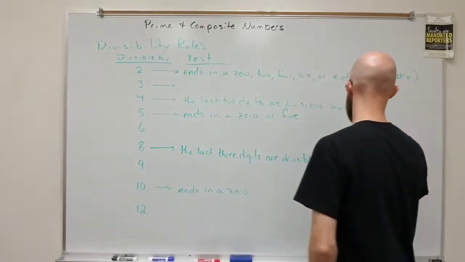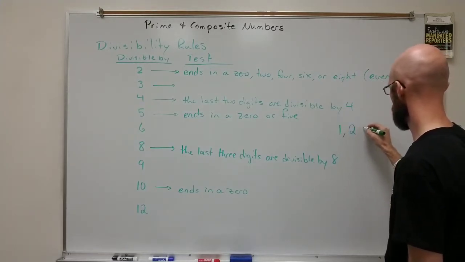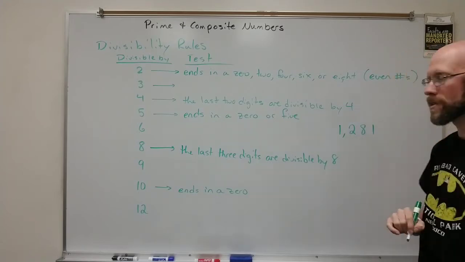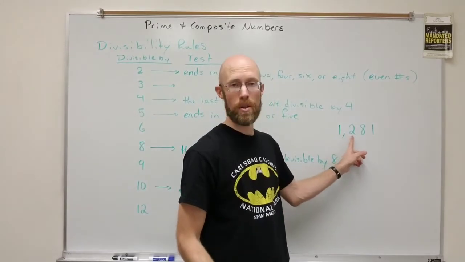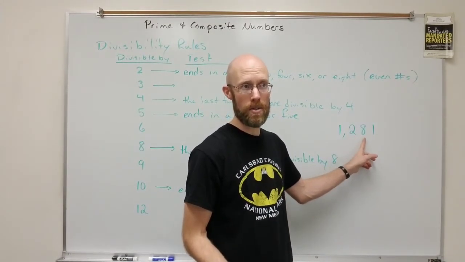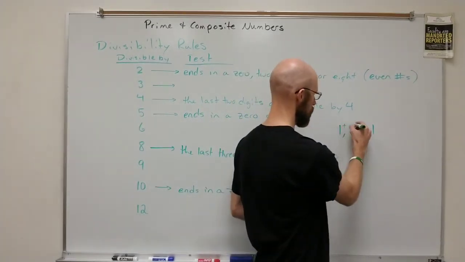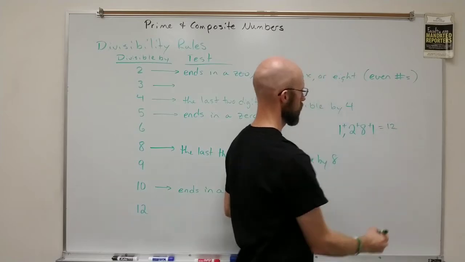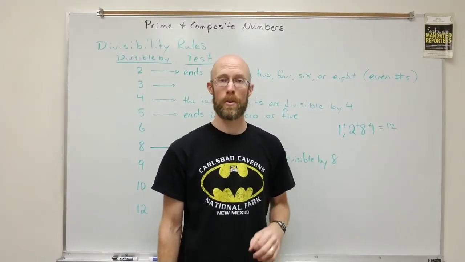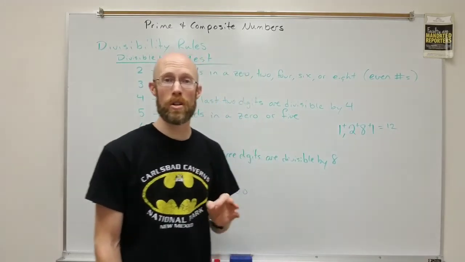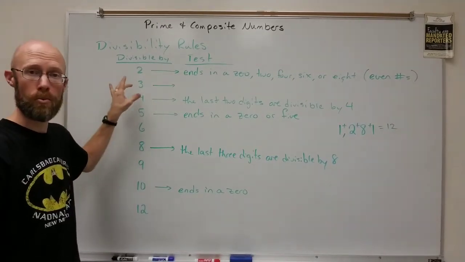So for instance, if you had the number 1,200,281, for instance, I add up the digits. So 1 plus 2 is 3, plus 8 is 11, plus 1 is 12, right? So you add those up, equals 12. 12 I know is divisible by 3, therefore the whole thing is divisible by 3. Okay, so you've got to be careful. This works for the number 3. It doesn't work for any of these other ones that we've already talked about. It works for the number 3.